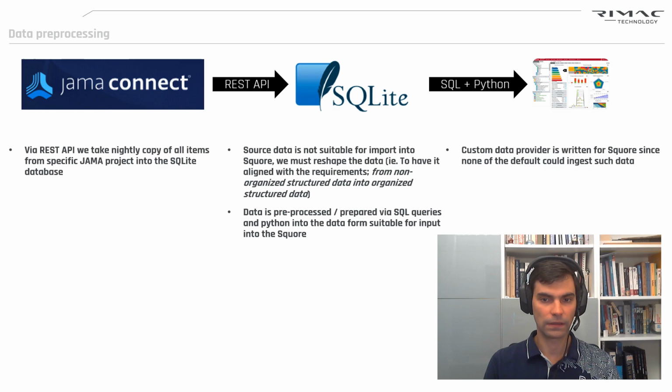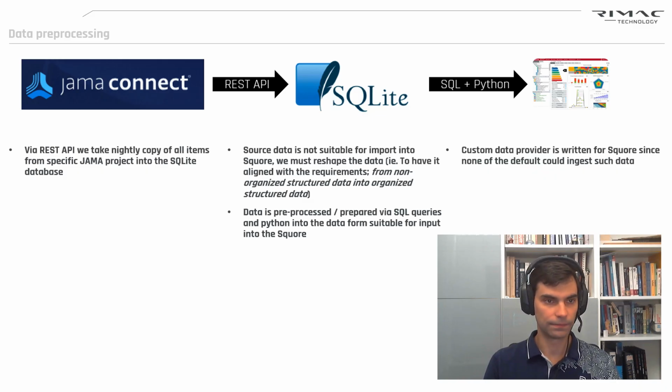Since the source data is not suitable for direct import, we need to reshape and reformat it to make it compatible with Squore. Essentially, we need to transform unorganized structured data into organized structured data. We pre-process and prepare the data using a combination of SQL queries and Python, making it suitable for importing into Squore. In Squore, we have written a custom data provider for reading the data, since none of the default ones could ingest such data.